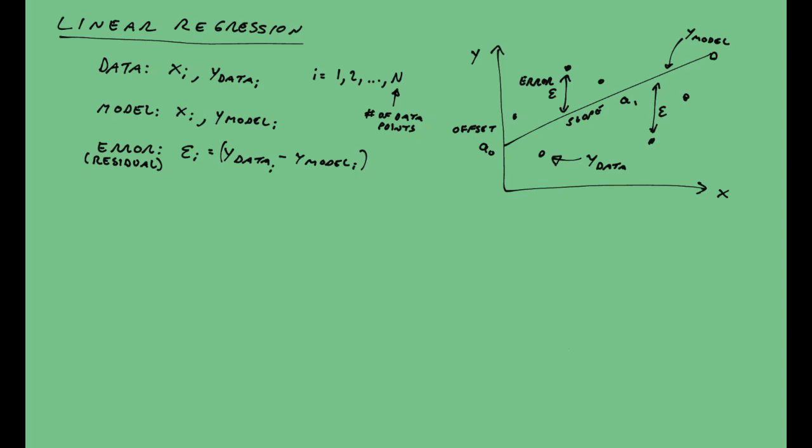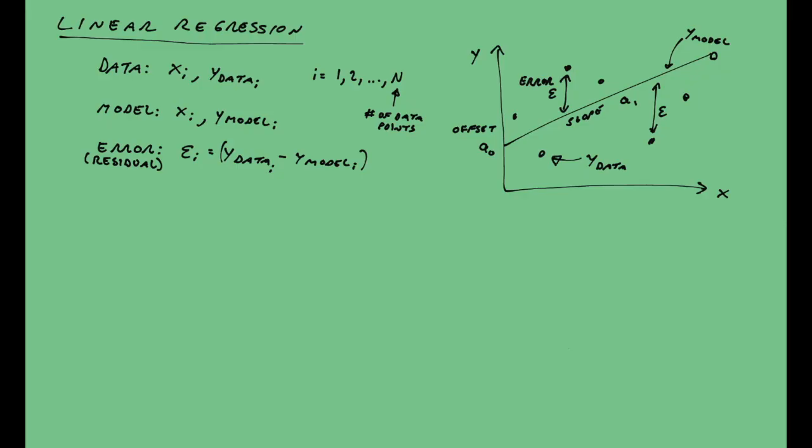This is an overview for linear regression. On the plot, you can see data points. Every xi has a data point y data i, and there are a total of n data points. There's a line passing through that. That's the linear regression model for this data set. So for every xi, there's a y model i.